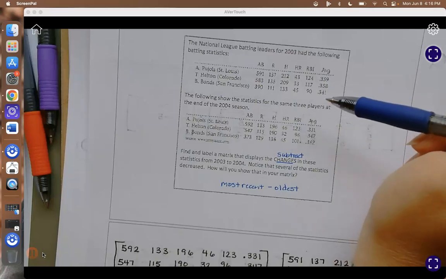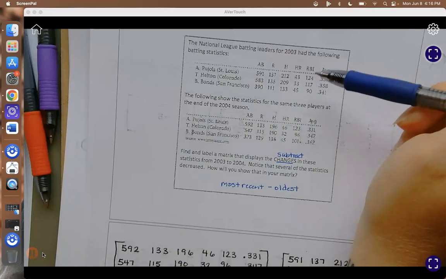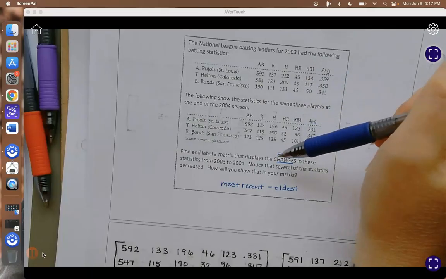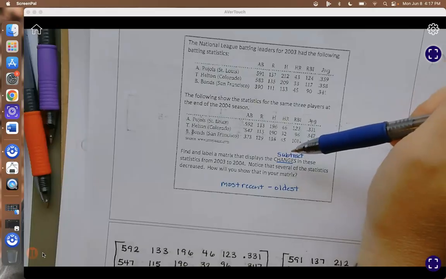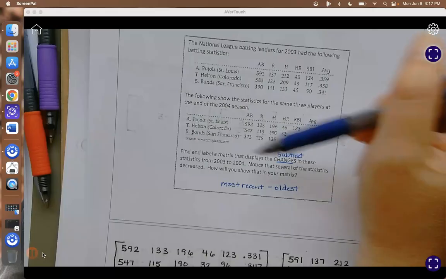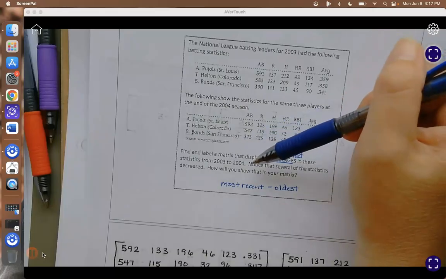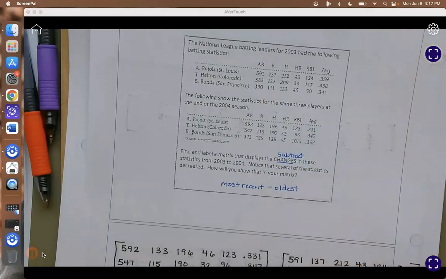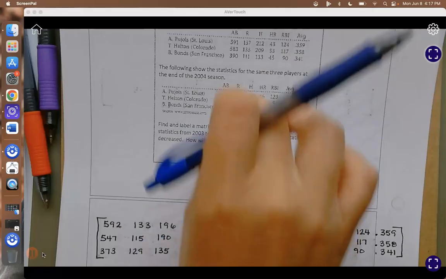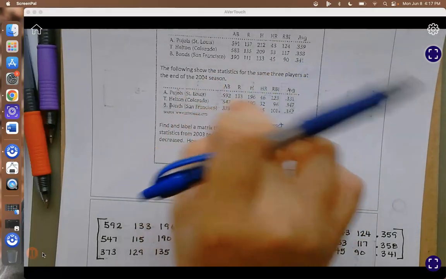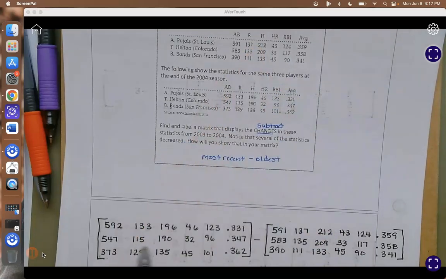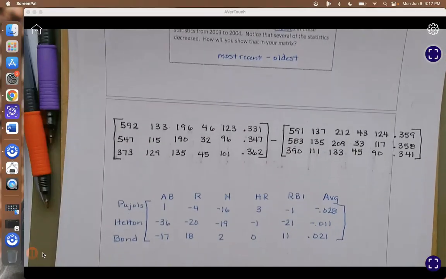Okay, the following statistics for the same three players show at the end of 2004. So you're looking at the changes from one season to the other. So you want to find and label a matrix that displays the changes. So therefore, we're going to subtract the two in these statistics from 2003 to 2004. So you want the most recent minus the oldest. So you might want to pause this, but you're going to take this basic matrix and subtract this matrix. Okay, so if you want to pause it and copy this down, then when you do that, you're going to get this.